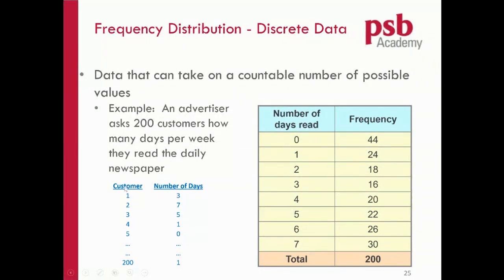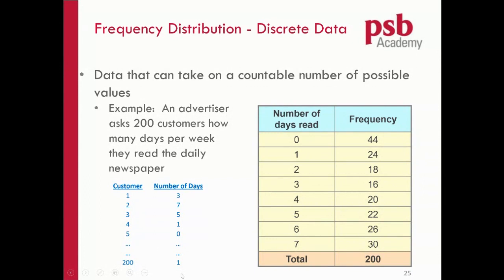So you collect from a sample of 200 customers. Probably you stand outside a mall and you just continue recording. The first customer that you approach, you ask how many days in a week you actually read the newspaper. The person says 3 days, then you write 3 days. Then you approach another customer and ask the same question again: how many days in a week do you read the newspaper? The person says 7, so you record 7. So you do that up to 200 people.